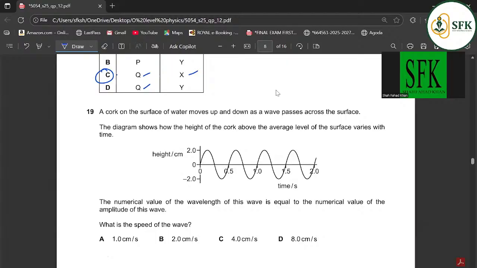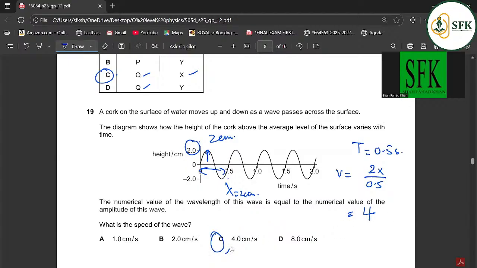A cork on the surface of water moves up and down as a wave passes across the surface. The diagram shows how the height of the cork above the average level of the surface varies with time. You guys can see how the height is varying. So this means they've shown a wave pattern. The numerical value of the wavelength is equal to the numerical value of the amplitude of this wave. Now, amplitude is going to be the maximum vertical displacement, which in this case is 2 centimeters. So that's the wavelength as well, which is 2 centimeters. What's the time period? The time period is 0.5 seconds. Now you have the time period and the wavelength. Can you get the speed? Speed equals distance over time. Distance is 2 centimeters divided by time is 0.5. It's going to become 4, so 4 centimeters per second.